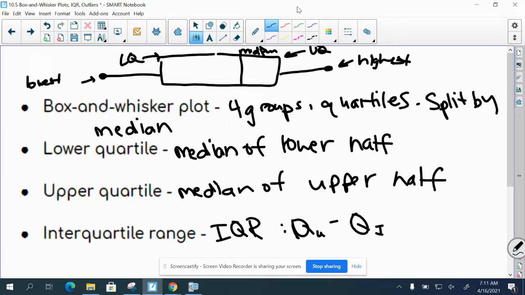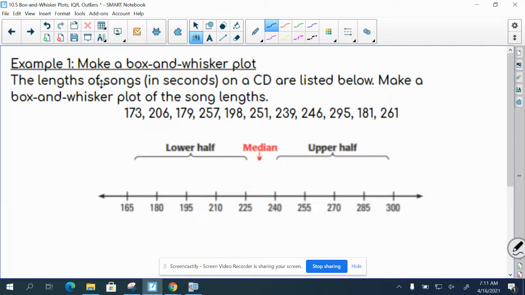All right, so we're going to learn how to make one of those, or maybe review if you've done it before. So here it says that the lengths of the songs in seconds of a CD are listed below. Make a box and whisker plot of the song lengths. So the first step would be to list all of your numbers in order from least to greatest, and then determine your median. So you've got 1, 2, 3, 4, 5, 6, 7, 8, 9, 10 data points here. So that means that our median is going to be halfway between the fifth and the sixth number. So that would be if you took 225 and 240 and you averaged them together.